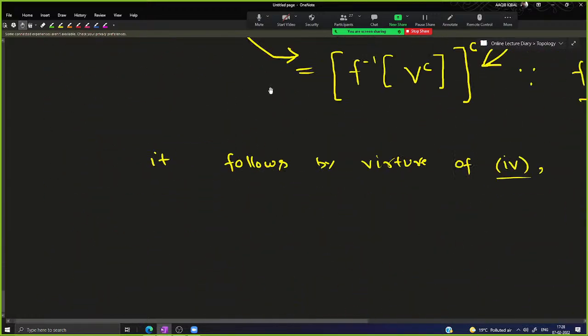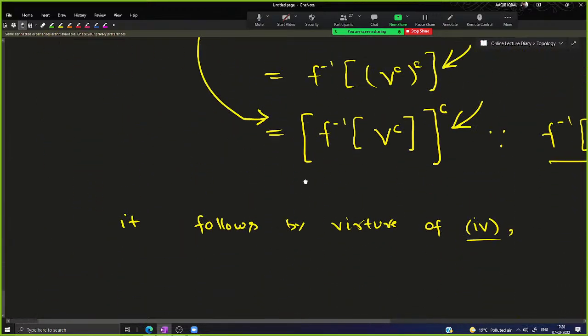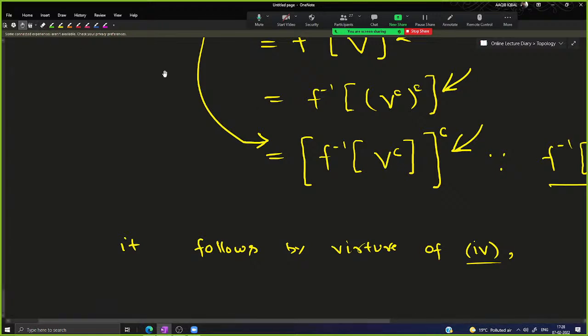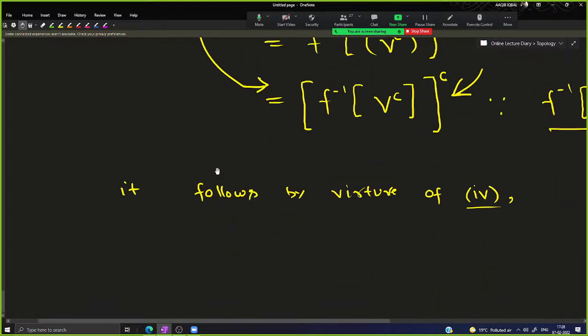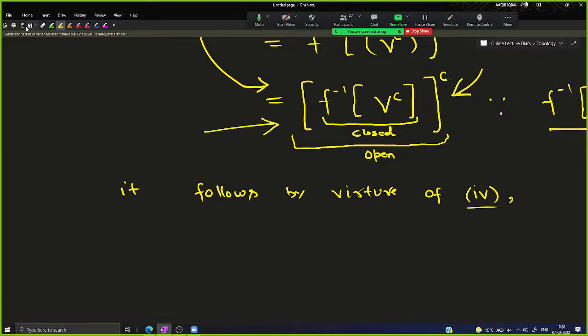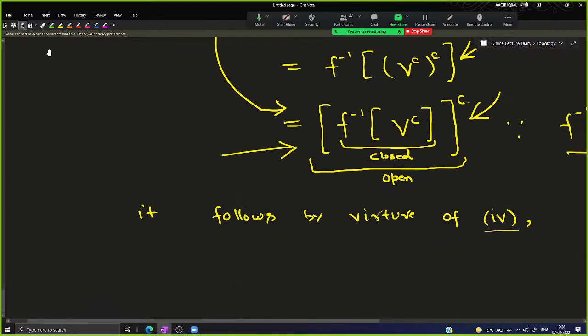Now see what is happening here. Look at f inverse of v complement. What is v complement? You see that it is closed in y, so f inverse of v complement, by virtue of 4, this set will be closed. Now there is one more complement outside it, so this is the complement of a closed set, so this whole thing will be open. So this set is open and it contains a, therefore it is a neighborhood of a.